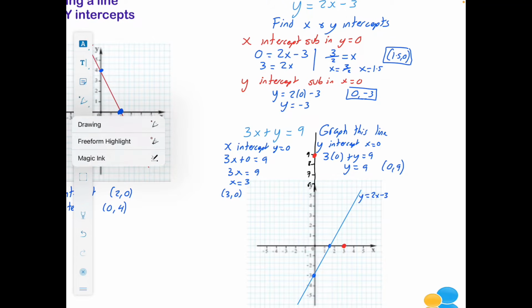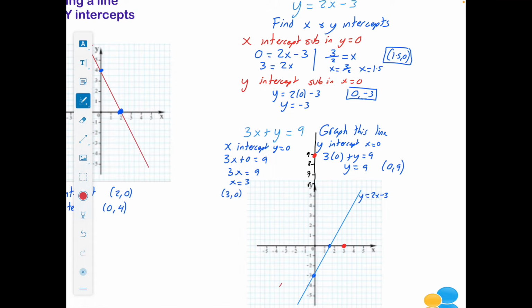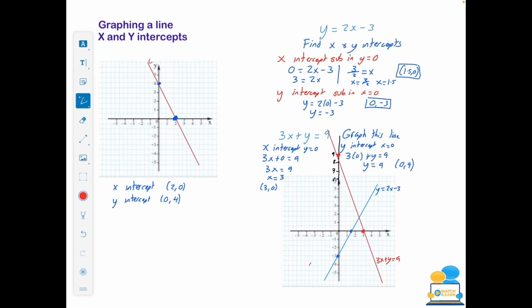Okay, and again then I'm going to connect those as best I can. Obviously, if you're doing this in an exam or in class, you take out a ruler and you connect them perfectly with a ruler. Okay, so that there is our line 3x plus y is equal to 9.